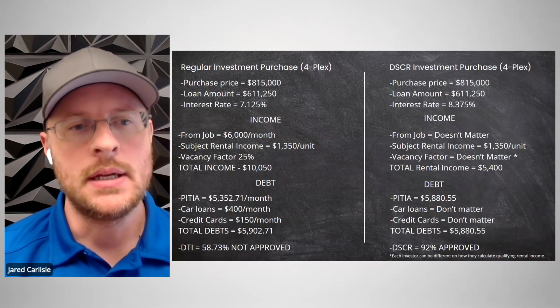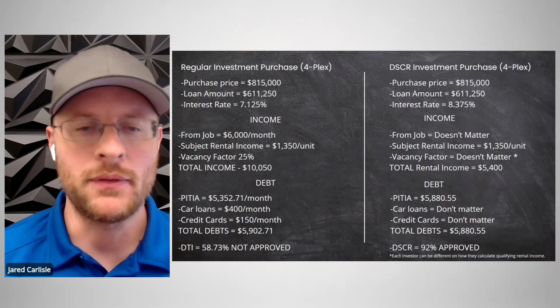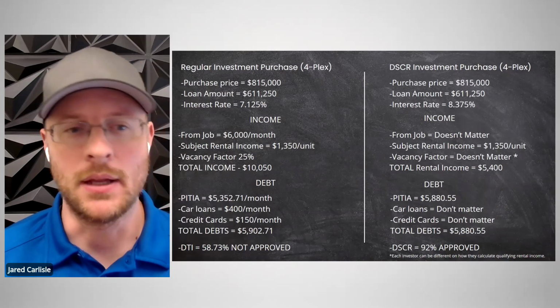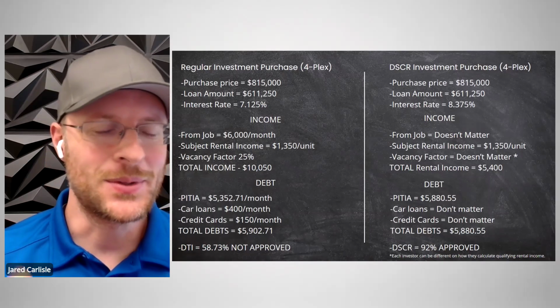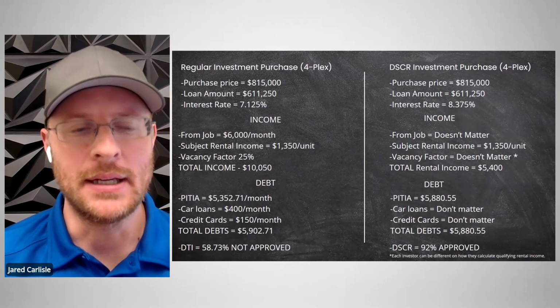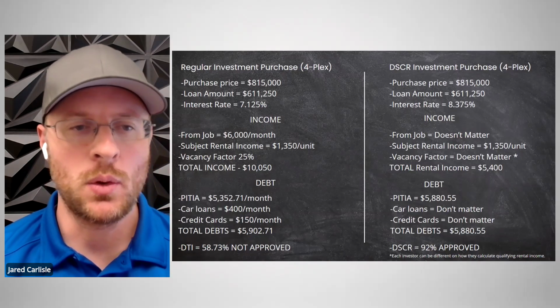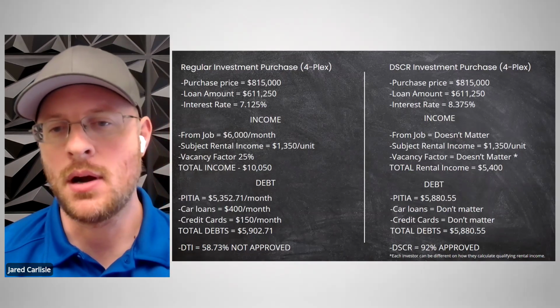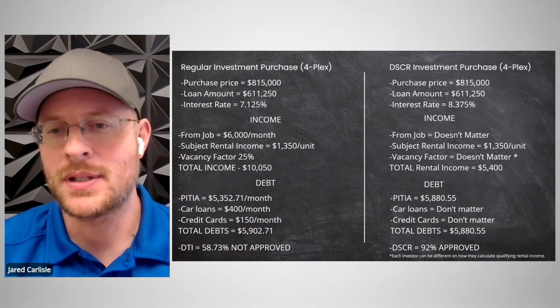Interest rate, you'll see that 7.125 on the regular investment. And this is not reflective of where interest rates are at right now, by the way. This is just an illustrative thing. Don't tie this to anything. I'm not saying that that's what someone's going to get when they apply. What I'm saying is, for illustrative purposes, you can see the interest rate being 7.125, and you look over on the DSCR, you see that rate is higher. That's important because that holds true because there's more risk.